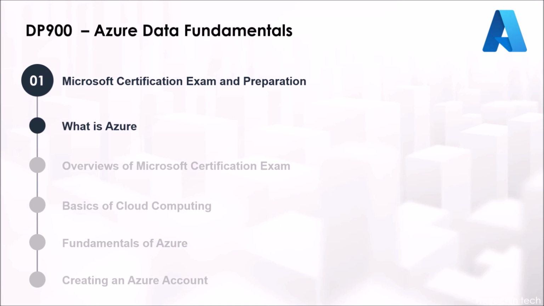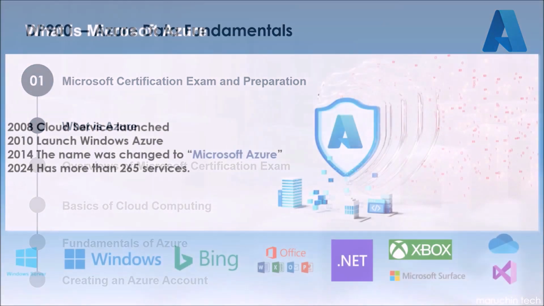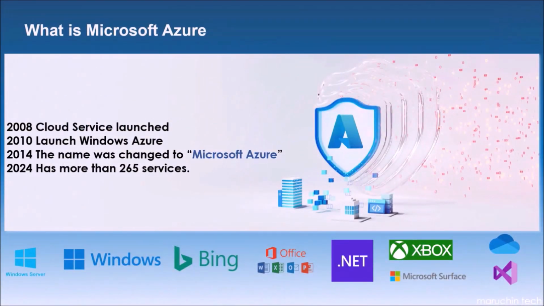First off, let's talk about what Azure is all about. Microsoft Azure is a cloud service provided by Microsoft. It is the second largest after AWS. They started the business in the late 2000s and changed its name to Microsoft Azure in 2014. As of now, they offer more than 265 different services, with new services being released every year.